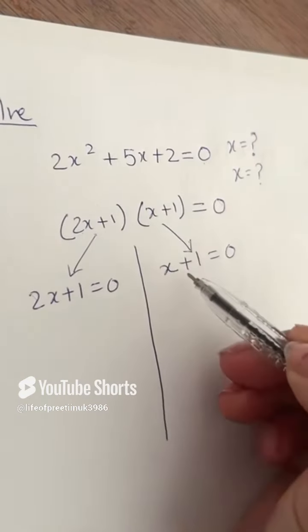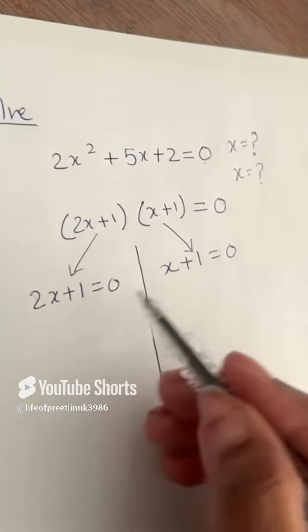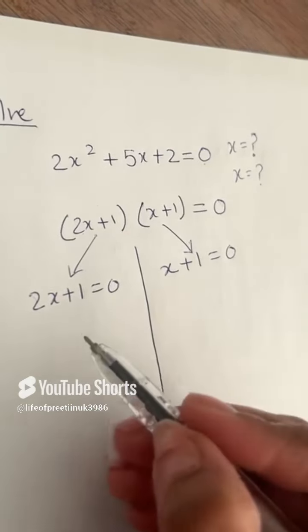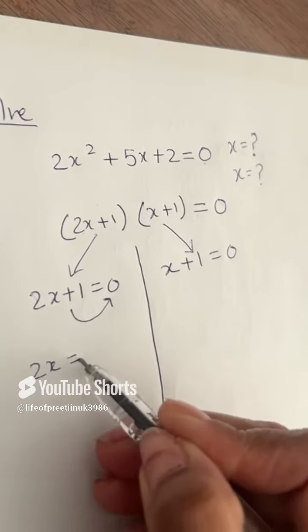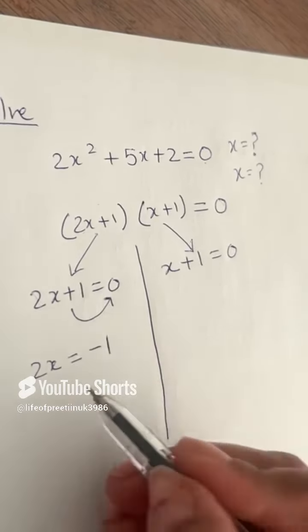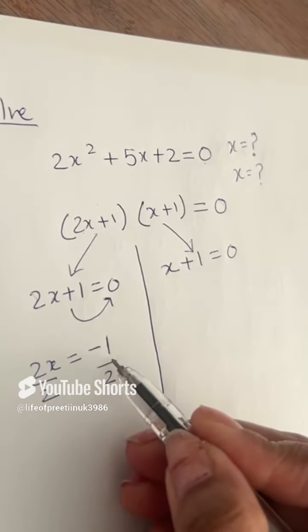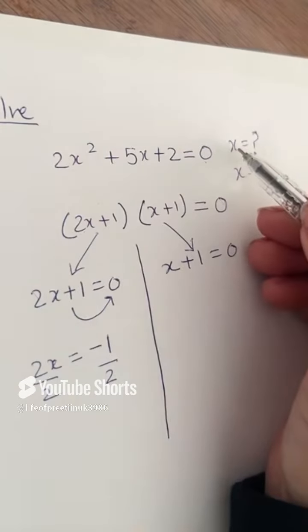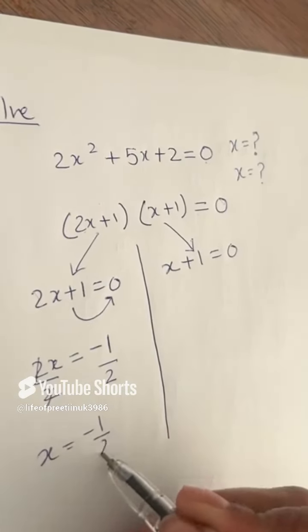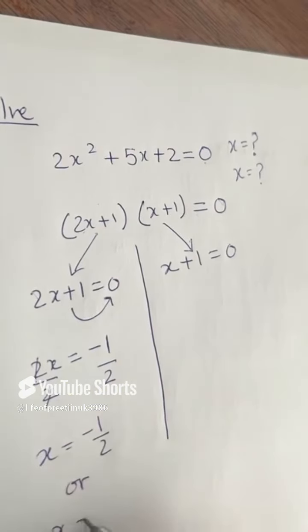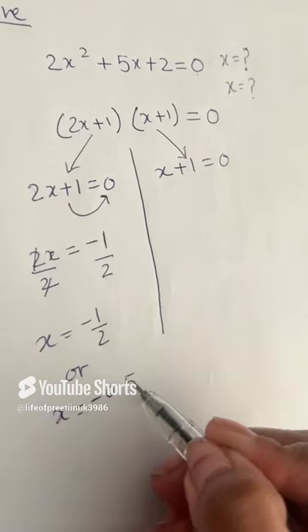When I put each factor equal to 0, now I'm going to solve these two equations as we normally solve equations. So take your plus 1 to the other side. When you take your plus 1 to the other side, it becomes a minus 1. Now we are going to divide by 2 because I don't want to find out what 2x is. I want to find out just 1x, just x. 2 cancels with 2. x is equal to minus half, or x is equal to minus 0.5.